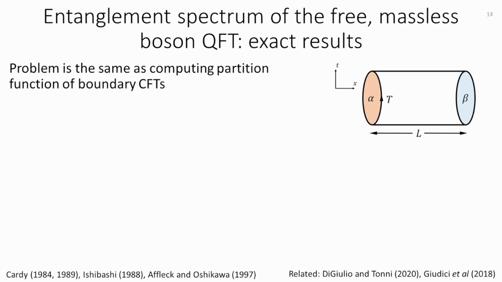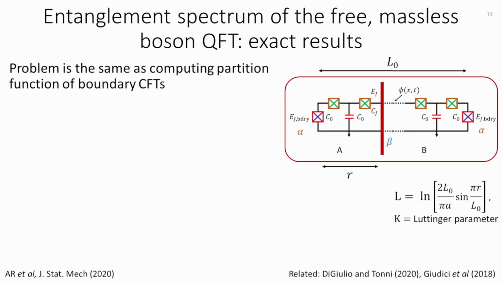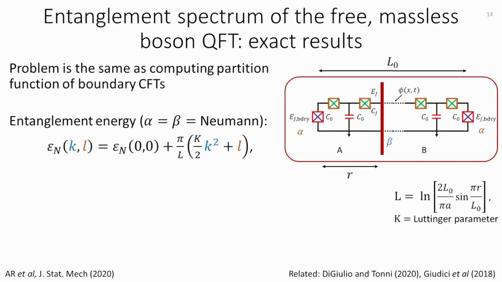And so the calculations are very standard. I don't want to go into the details at all, but you just have to compute the partition function of the free boson on a cylinder with different boundary conditions. And we can do this, and then we can get exact expressions for the entanglement spectrum.